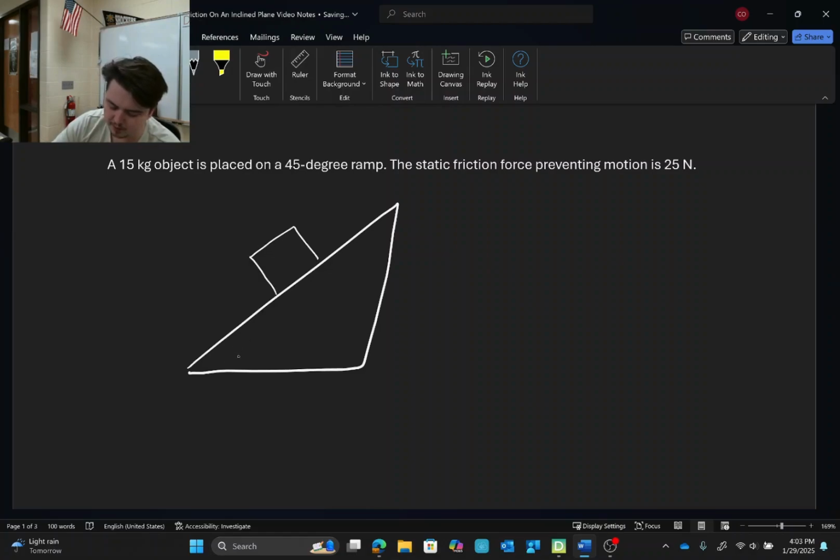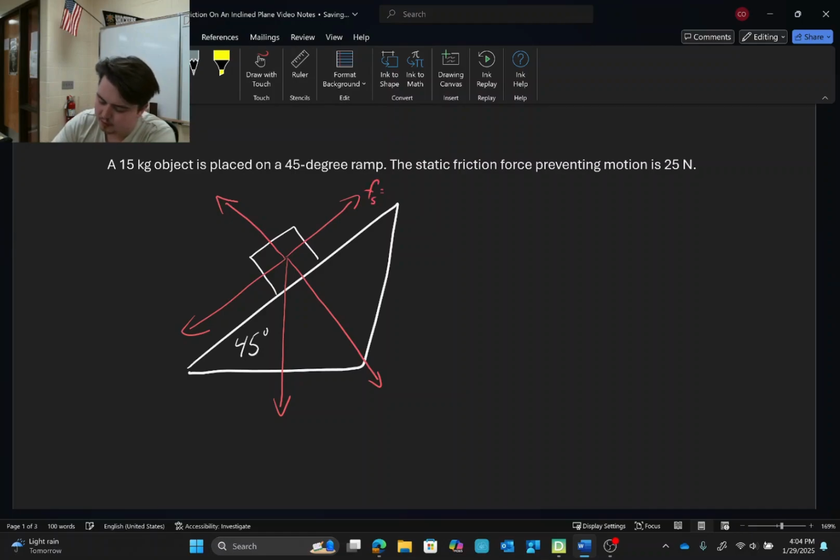A 15 kilogram object is placed on a 45-degree ramp. Static friction preventing it from moving is 25 newtons. So same deal. Draw out our force vectors. We have the force of gravity, the perpendicular applied force, the parallel applied force, the normal force, and the static frictional force. So friction static is going to be 25 newtons.